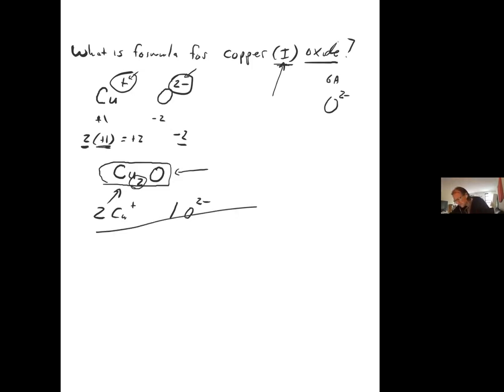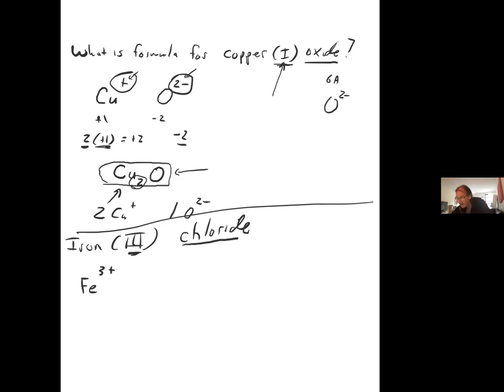Let's try another one. So let's say I say, hey, I've got iron 3, and let's do chloride. Okay, so what you do is you pull out your periodic table, you look up iron. Iron is ferrum, it's Fe. There's your charge. You look up chloride. Chloride is in group 7A. Okay, group 7A is -1, right? So that means it's Cl minus.